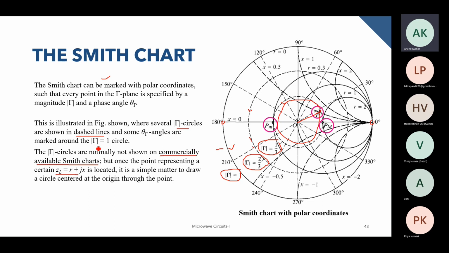So no need to worry about the gamma circles. And this is how the Smith chart in polar coordinates looks like. So we looked at the Smith chart in rectangular coordinates. We looked at the Smith chart in polar coordinates.